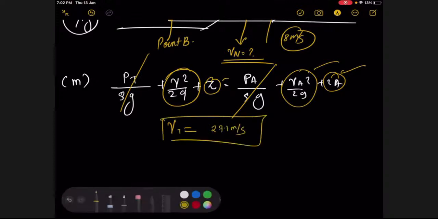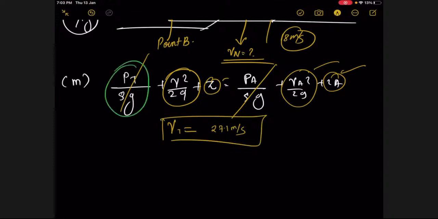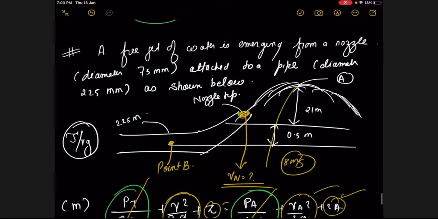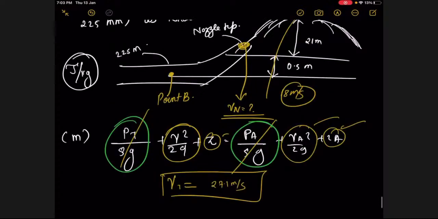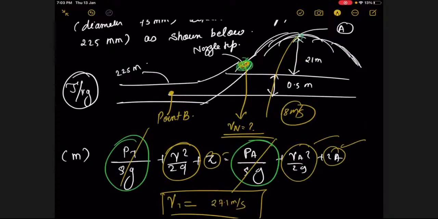What is important here is that you have to neglect these pressure terms. In the previous question, we did not neglect the pressure terms because we had to calculate delta P across the pump. Here the pressure is at these points, and both are open to atmosphere.